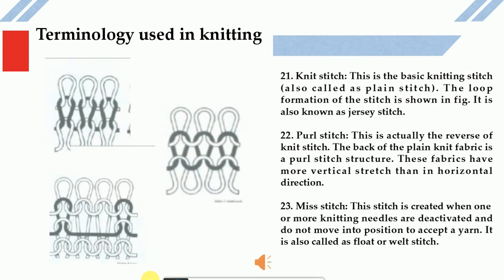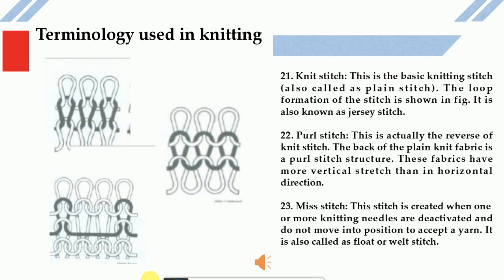21. Knit stitch. This is the basic knitting stitch, also called plain stitch. The looped formation of the stitch is shown in the figure. It is also known as jersey stitch. 22. Purl stitch. This is actually the reverse of knit stitch. The back of the plain knit fabric is a purl stitch structure. These fabrics have more vertical stretch than horizontal stretch.